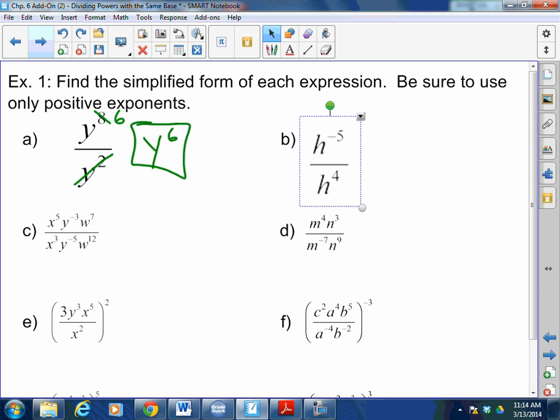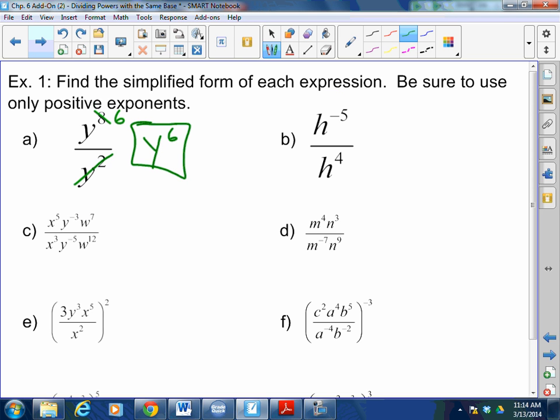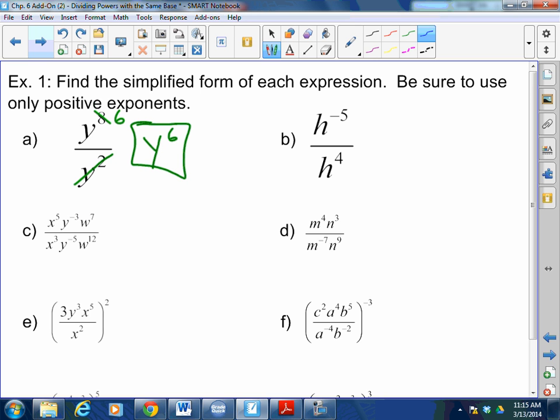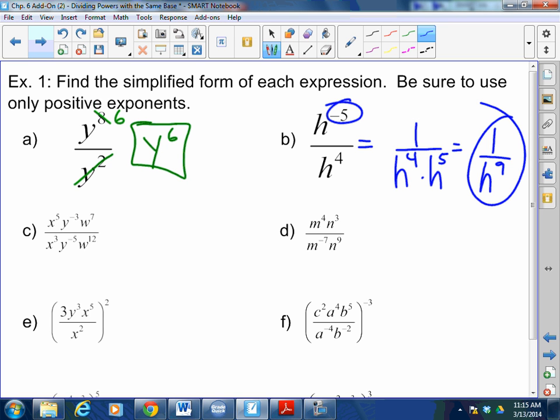B, h to the 5th over h to the 4th... this is where it gets funky. Traditionally, you should do this: h to the 5th minus 4... equals h to the negative 9th, which equals 1 over h to the 9th. That's the technical way to do it. I don't like that. First of all, whenever I have a negative exponent, what have I taught you to do? Bring it down. So immediately this is 1 over h to the 4th times h to the 5th, which equals 1 over h to the 9th. You didn't have to do any converting. Nice and easy.